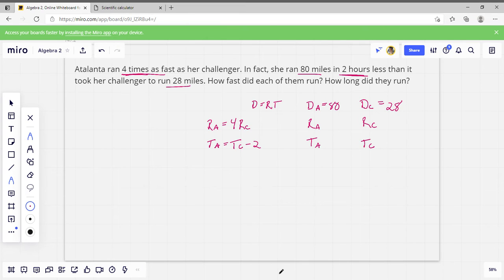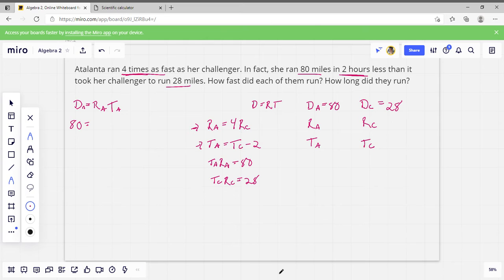All right, so that also means that the time of A times the rate of A equals 80, because distance is rate times time, and time C times rate C equals 28. Okay, so we have RA and TA, so we're going to use distance of A equals rate of A times time of A. Okay, and the distance of A is 80, so we'll fill that in with 80.